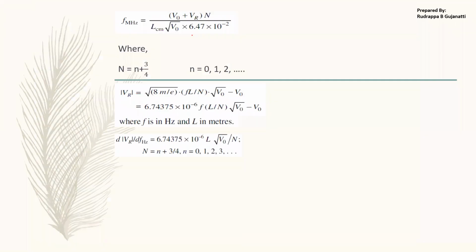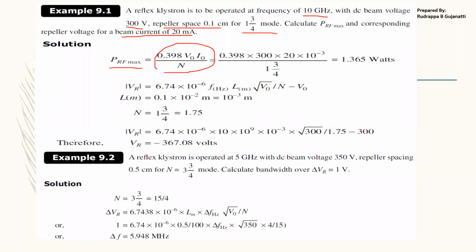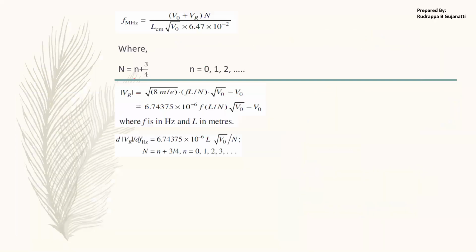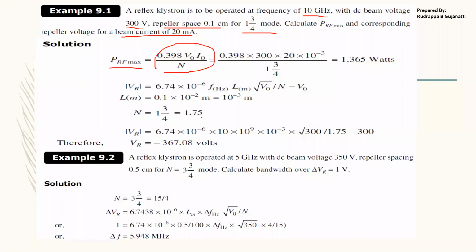So if you want to use this equation, then you have to estimate that using this equation. You can estimate using this equation, or a simplified version is given over there, where all the standard values are substituted. So you can use this equation or this equation. Based on that, you will be able to obtain the magnitude of the repeller voltage.